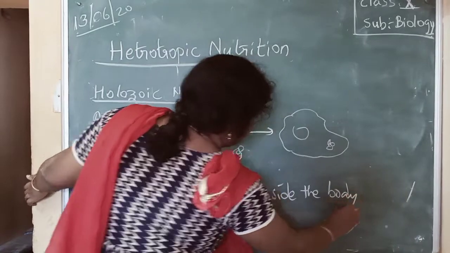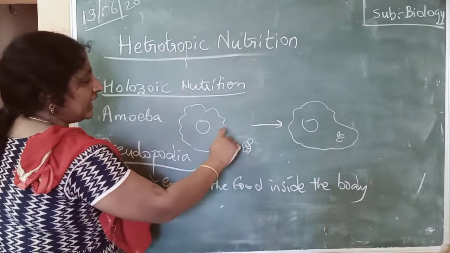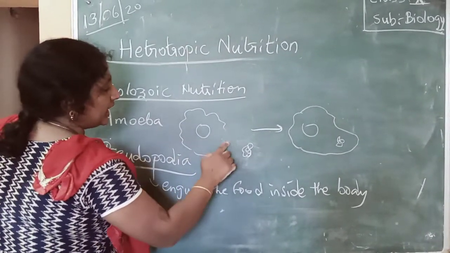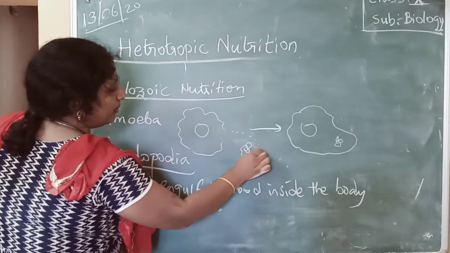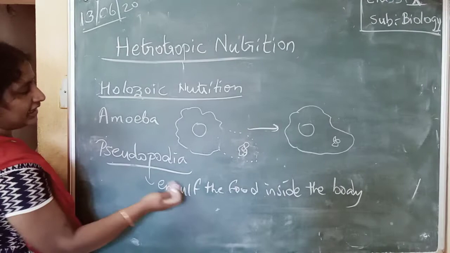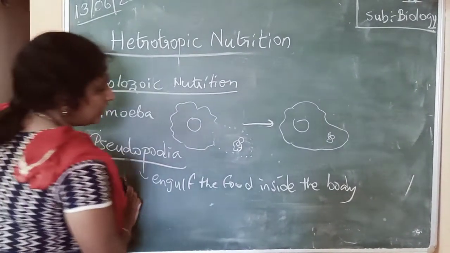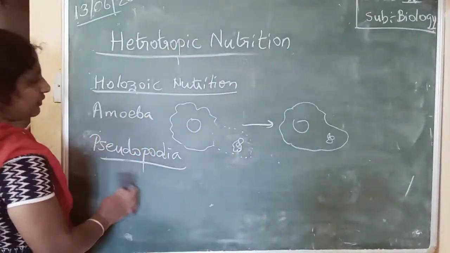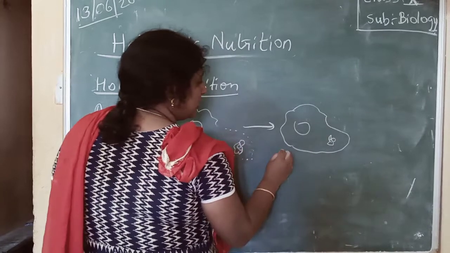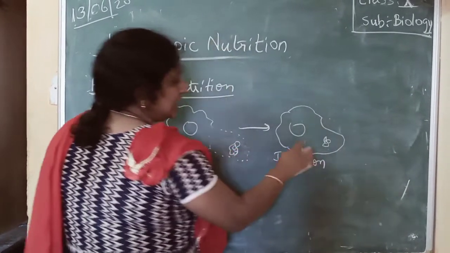Okay, so if the food particle is here, the amoeba will extend its body. Which part? Pseudopodia. It will extend its pseudopodia like this and engulf, means take the food inside the body of the amoeba. Now immediately it forms a food vacuole. Now food has entered into the body. So this process is called ingestion.